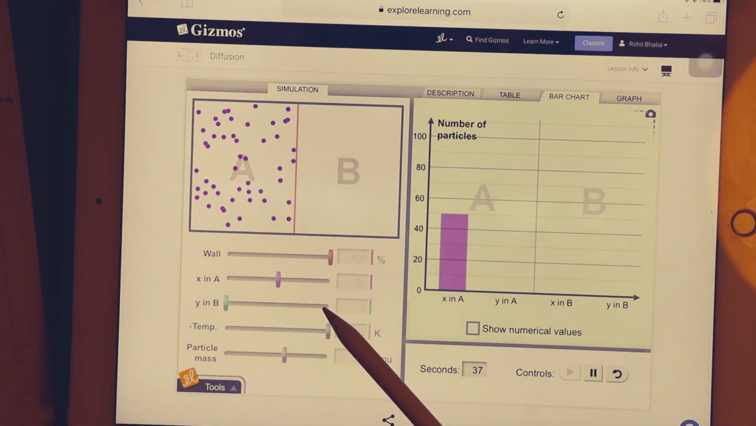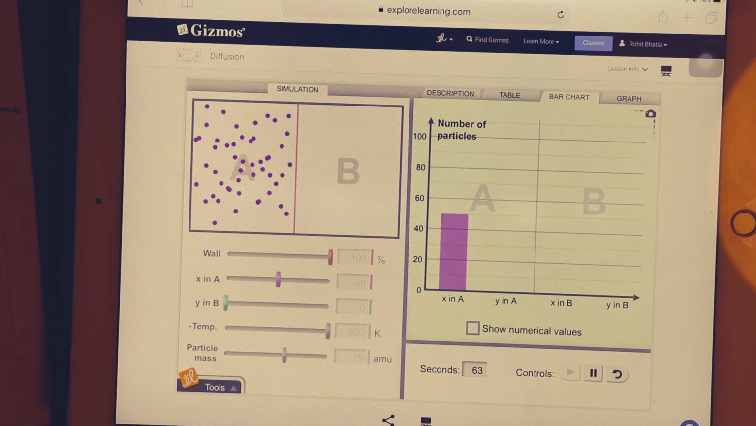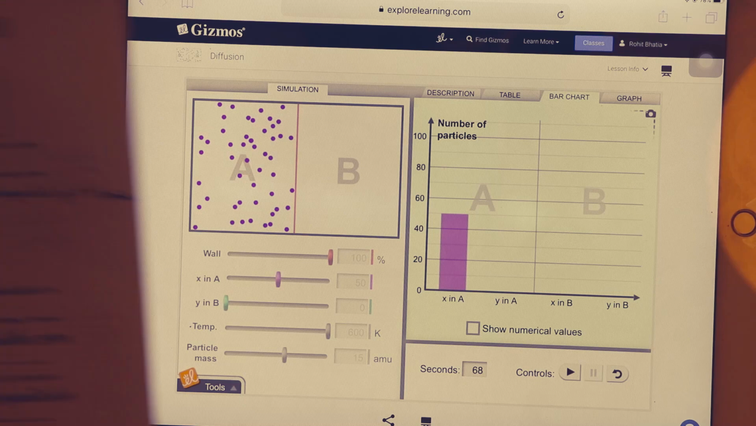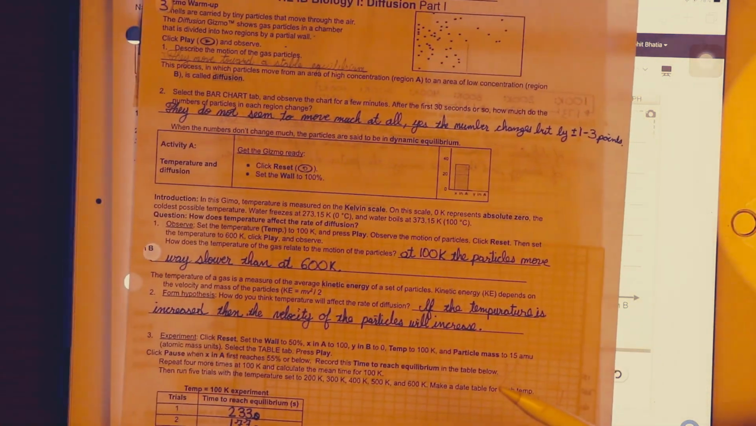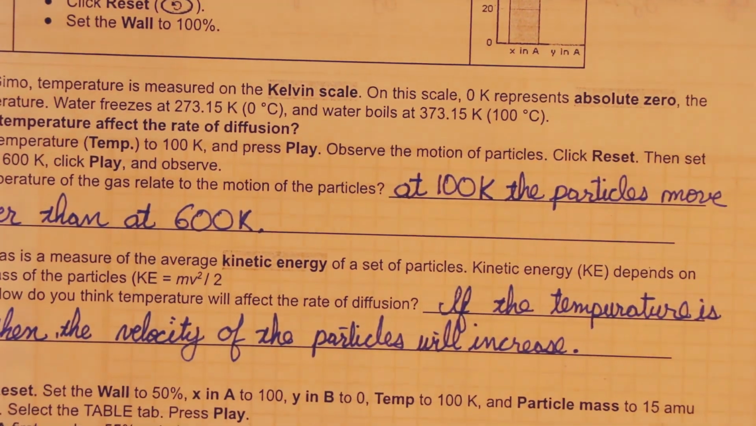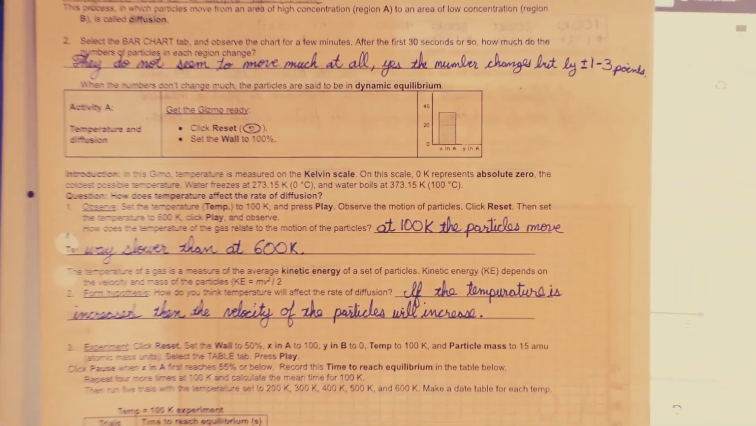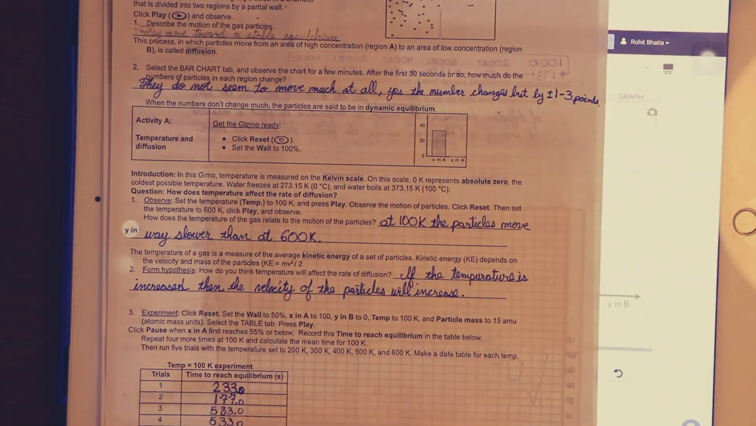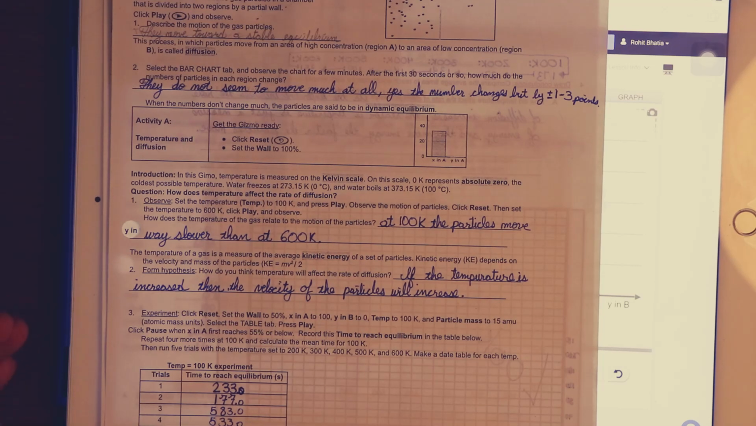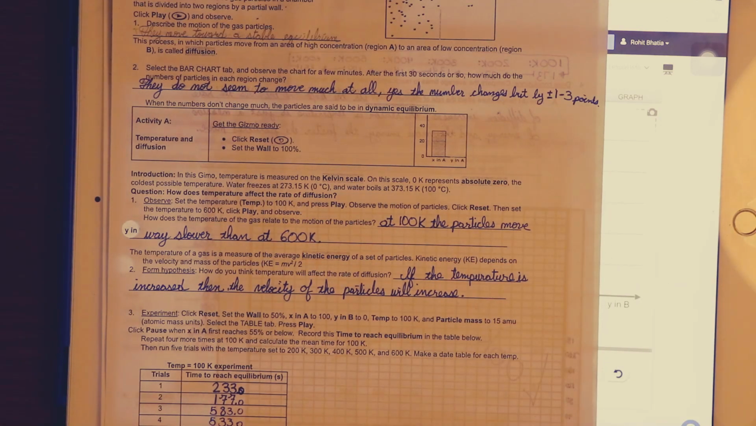So Kelvin, this is just the temperature. Higher the number, the higher the temperature. So you can kind of extrapolate from this that the higher the temperature, the more the particles move. As you can see, I wrote here, at 100K, the particles move slower than at 600. Now, why this is, if you imagine it, temperature is just a form of energy. And the more energy you put into something, the faster it'll move. So the molecules in the substance are vibrating faster, they're moving faster, so they'll diffuse faster.